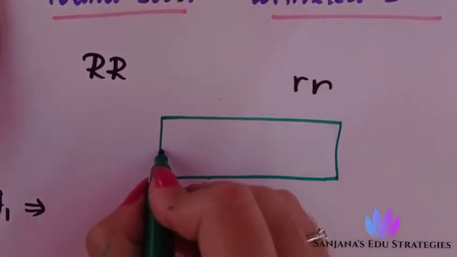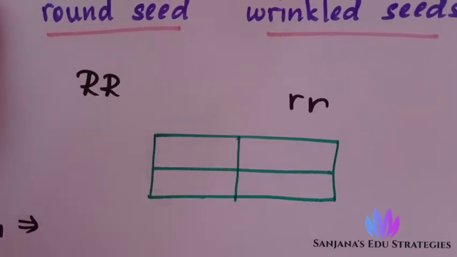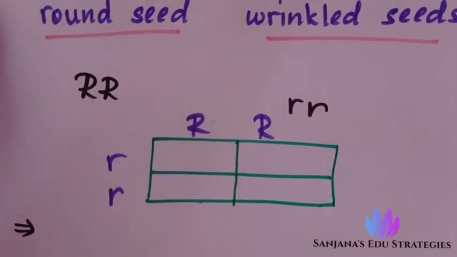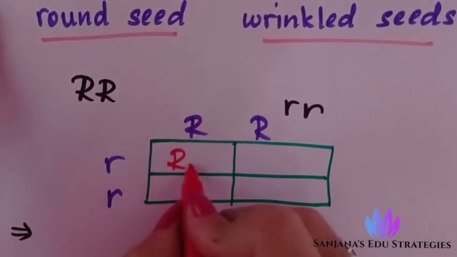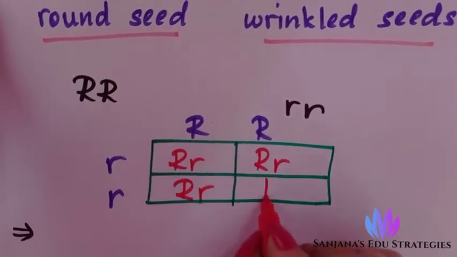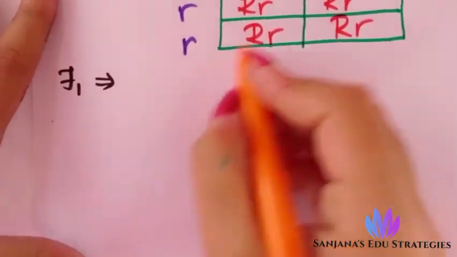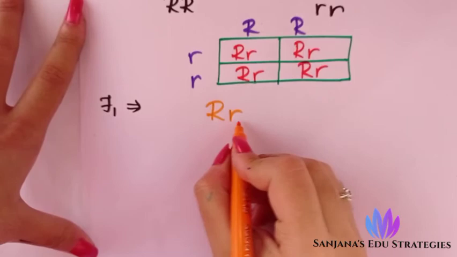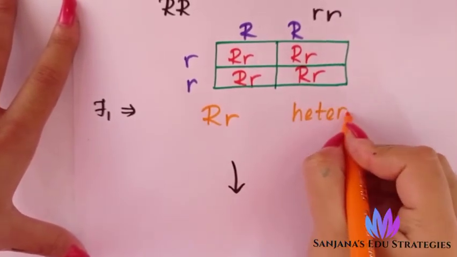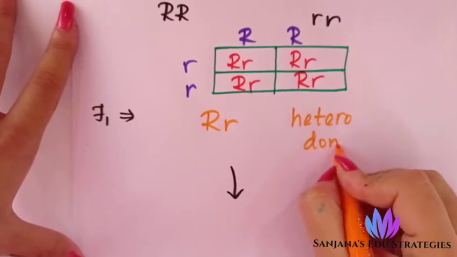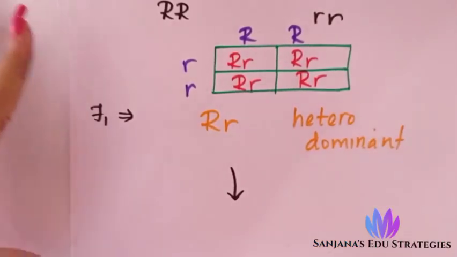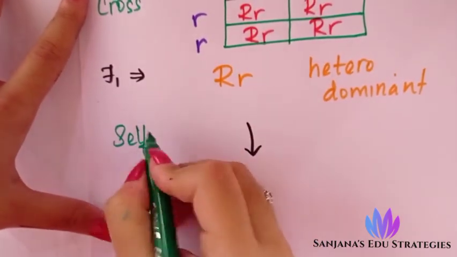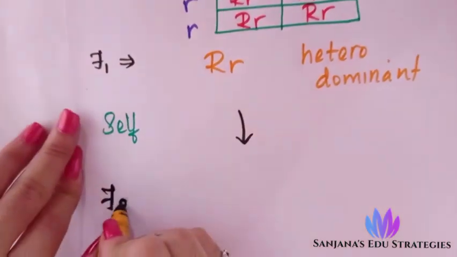If you have doubt you just listen to this. In the same way he did it. So capital R and small r. On crossing he got capital R, small r in all. Only one F1 generation we are taking. This is heterozygous dominant. Now this will undergo self fertilization. First it underwent cross fertilization. Now it is undergoing self fertilization to form the F2 generation.